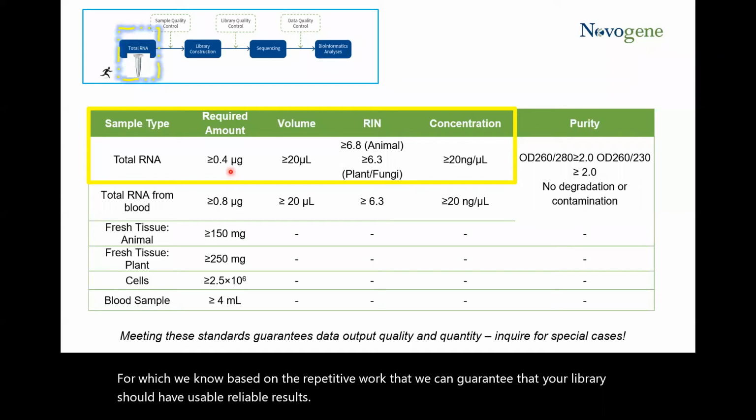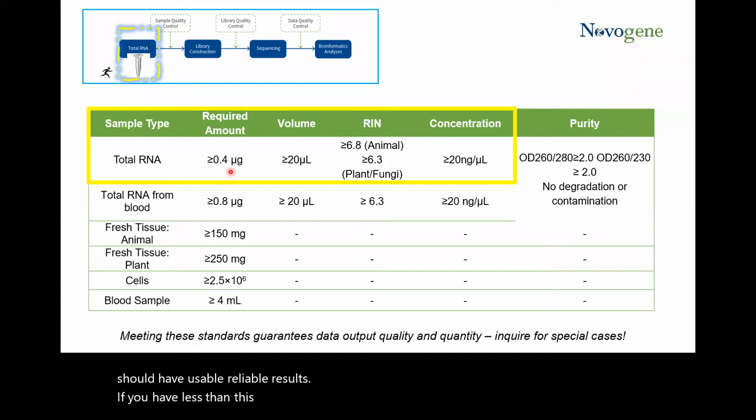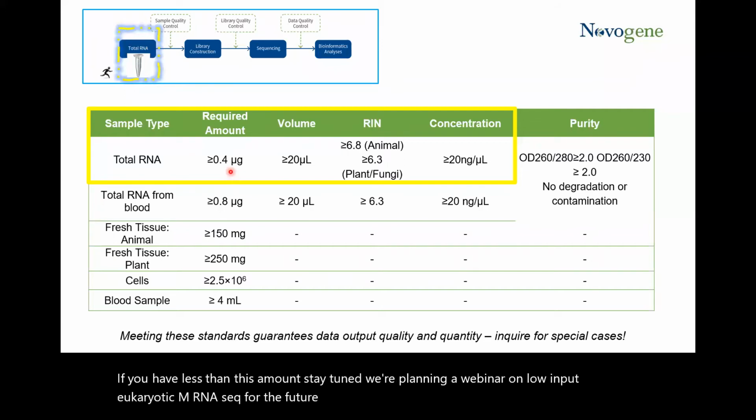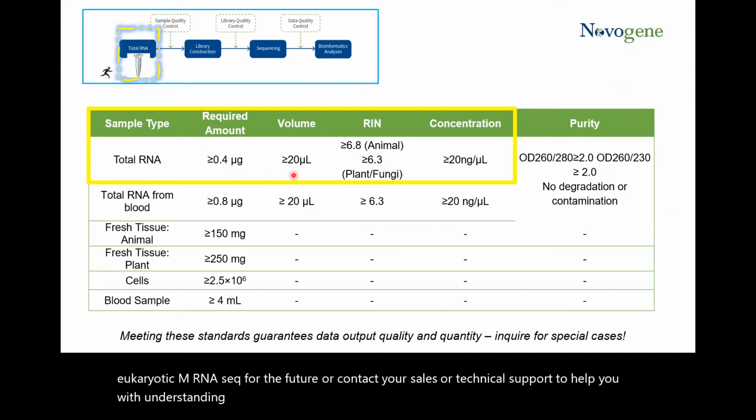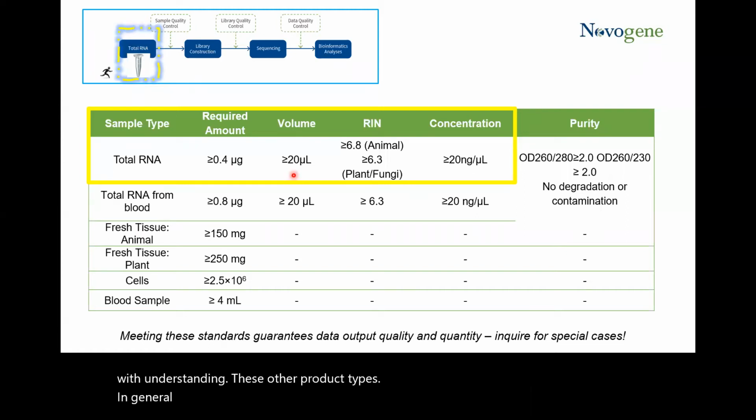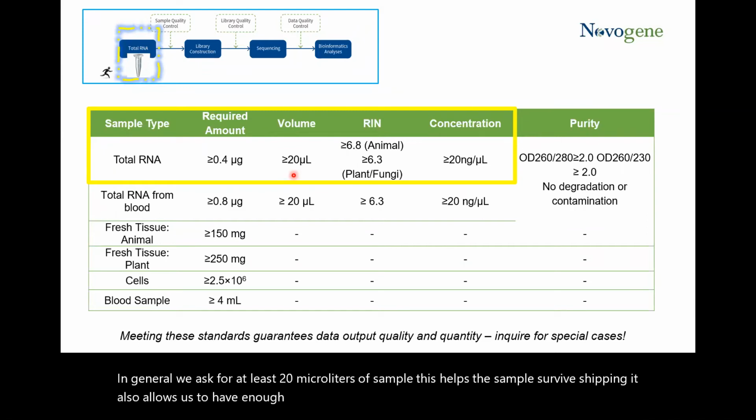If you have less than this amount, stay tuned. We are planning a webinar on low input eukaryotic mRNA-Seq for the future, or contact your sales or technical support to help you with understanding these other product types. In general, we ask for at least 20 microliters of sample. This helps the samples survive shipping. It also allows us to have enough for our quality control as well as the experiment.